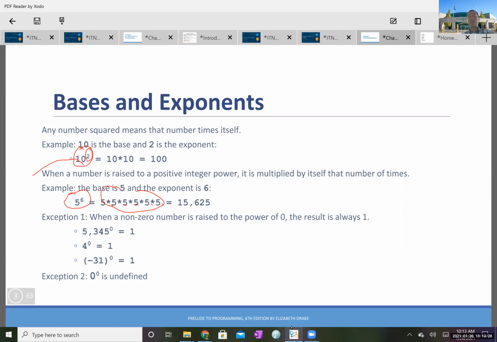And one thing about the exception here: whenever you have a non-zero number raised to the power of 0, it's always 1. So this one is 1, this one is 1, and this one is 1. And the second exception is that 0 raised to the power of 0 is undefined. So every non-zero number raised to the power of 0 is always 1.